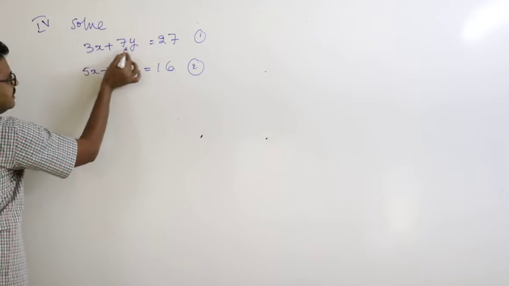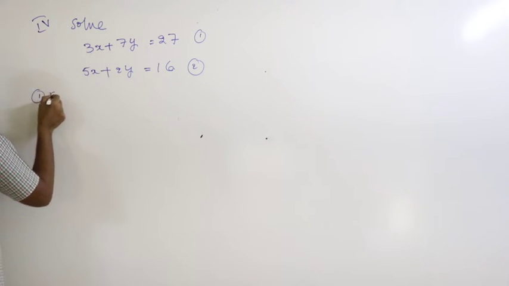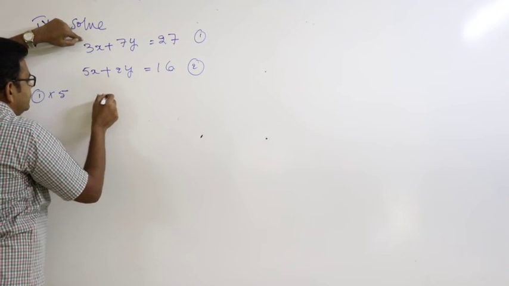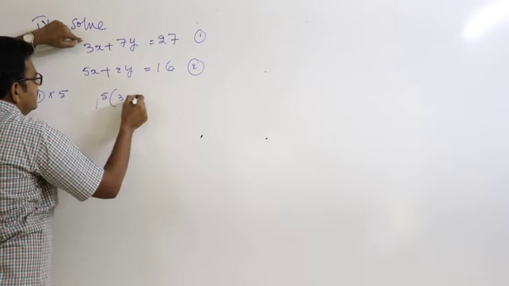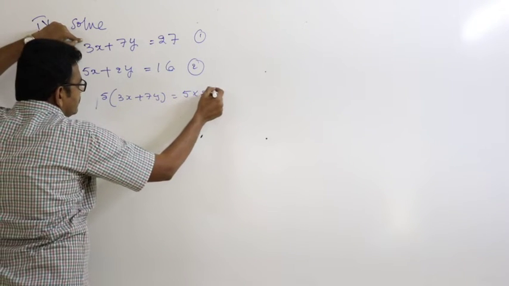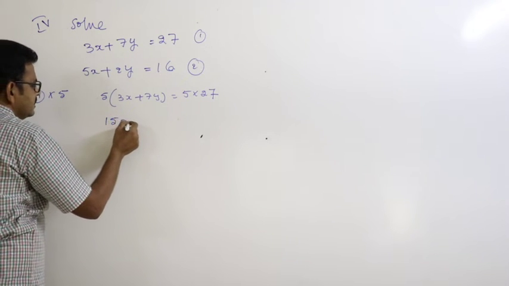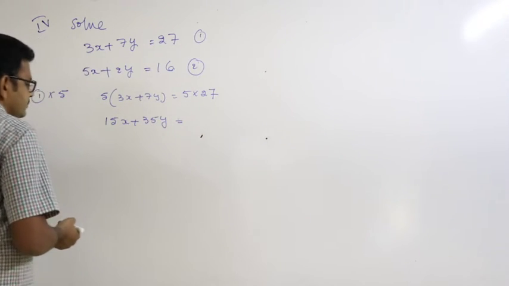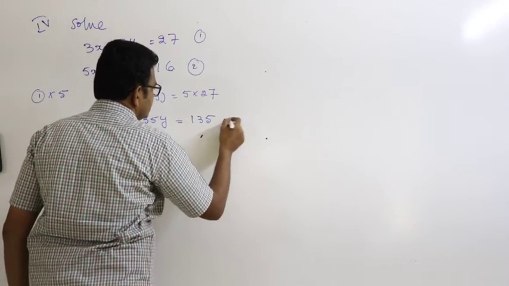First equation, multiplying by 5. Then this becomes what? 5 into 3, this is 15. Are you right? 5 into 3x plus 7y is equal to 5 into 27. So this is 15x plus 35y is equal to 135. So this is one equation.